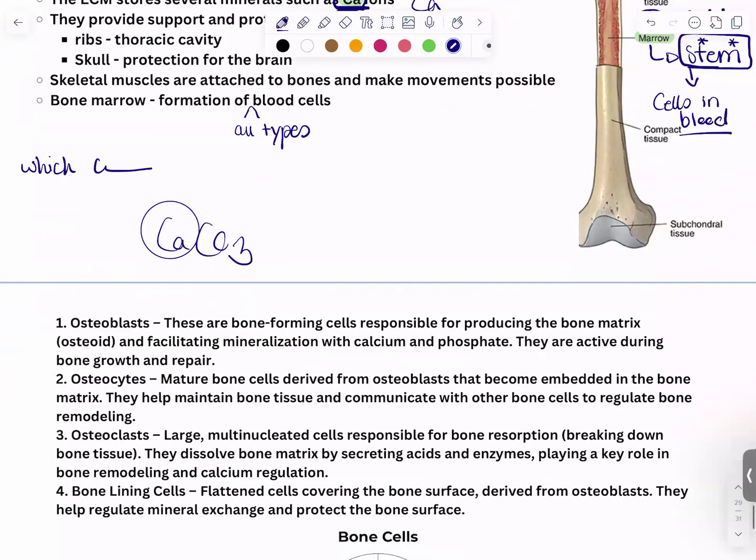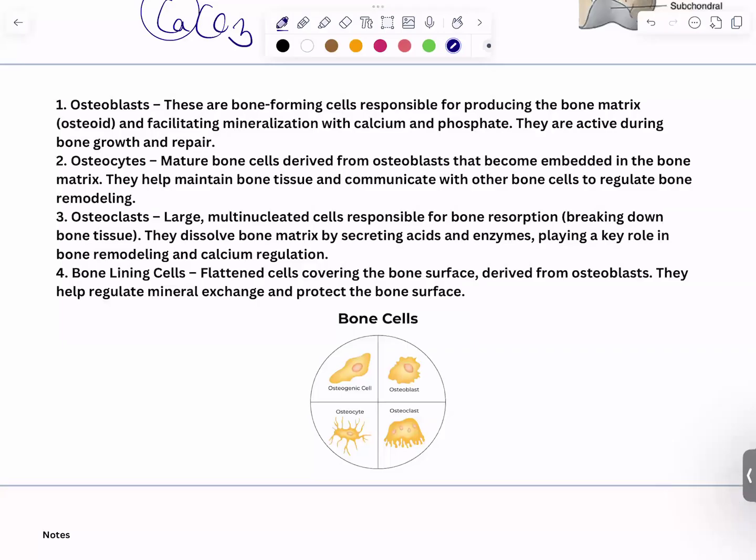And about the type of the cells that we have in the bone, in general, we can say four types: osteoblast, osteocyte, osteoclast, and bone lining cells. Osteoblast cells usually are the main types, and they are responsible to produce the matrix, that solid matrix. We call it osteoid, and it's responsible to store the calcium with the phosphate, but mainly calcium for you, in the structure of the bone.